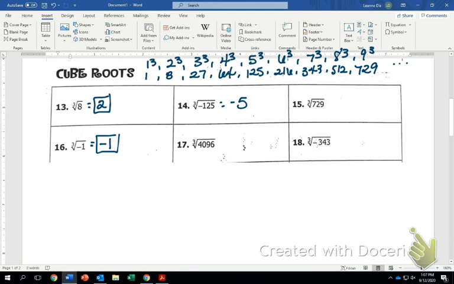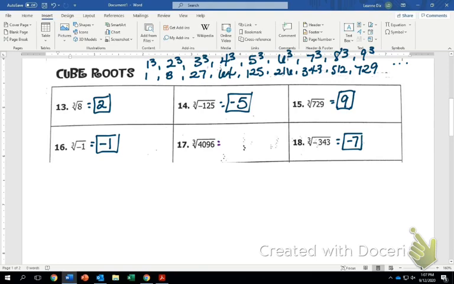Again, I have it in my list already. I'm going to skip number 17 for a second and move on to 15 and 18. 729, I've already mentioned, it's going to be a +9. And number 18 is the cube root of -343. So my answer will be -7.